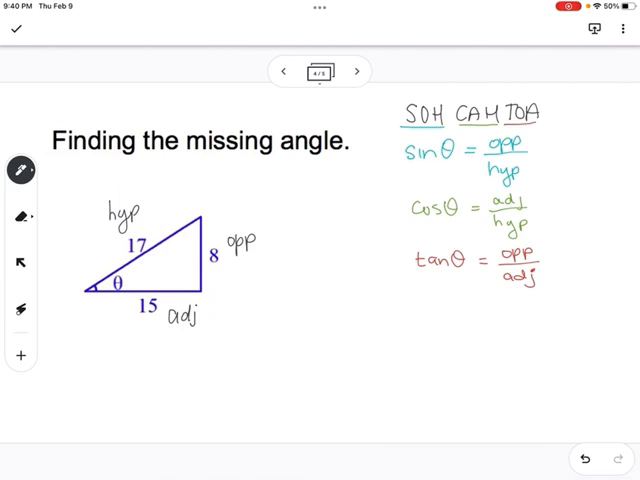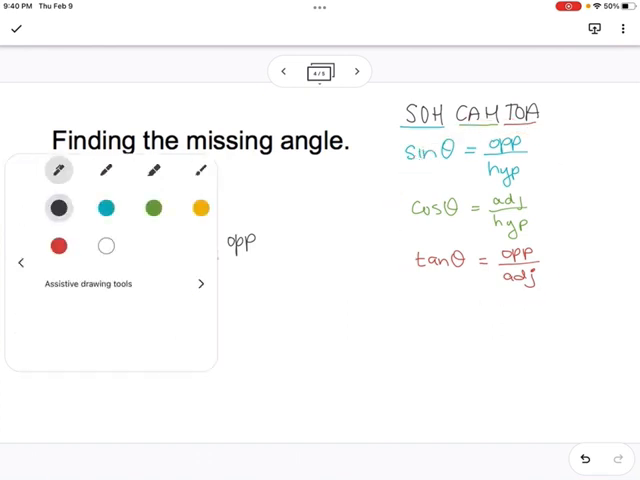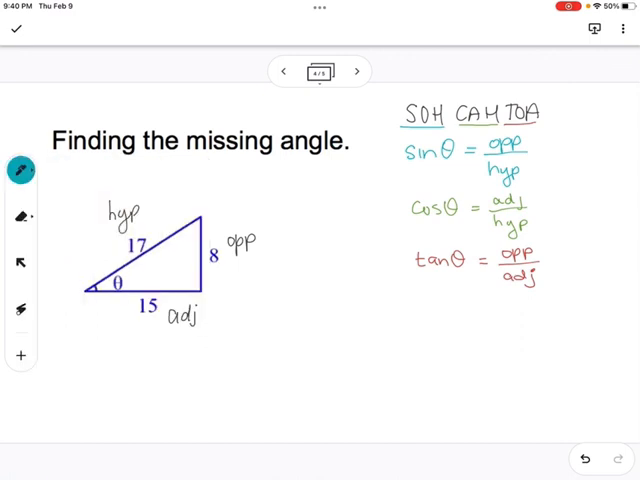So we are given all three sides, the measurements of those in the triangle. So we could set up our different ratios that we have. So for sine, we said it's opposite over hypotenuse. So the opposite side we've labeled here, and it's 8. Our hypotenuse we've labeled, and it's 17.